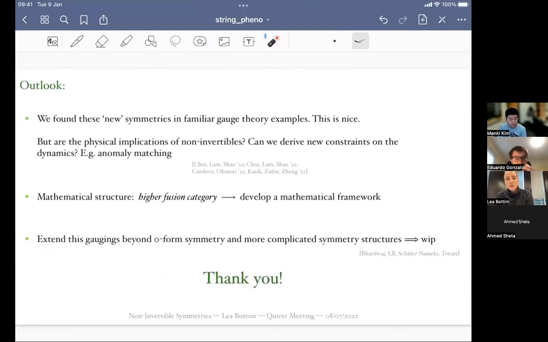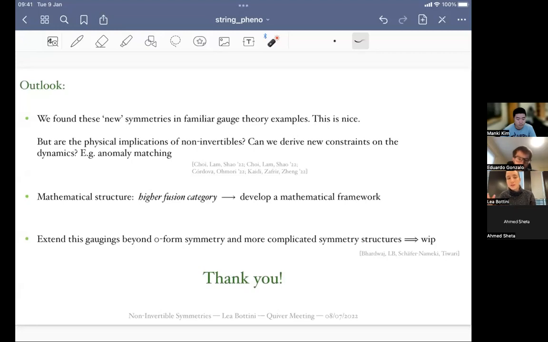Okay, and to conclude, we found examples of these symmetries in very familiar gauge theory examples. So this is very nice. It means that things are more complicated than we thought, and even simple theories have these strange symmetries. But many of the works so far have focused on finding examples of these symmetries. And of course, what would be very nice is to find some physical implications of these non-invertible symmetries, so derive new constraints on the dynamics of theories coming from non-invertible symmetries.